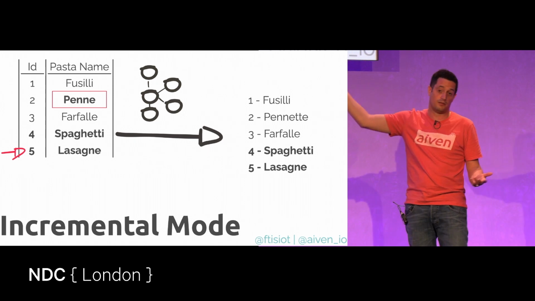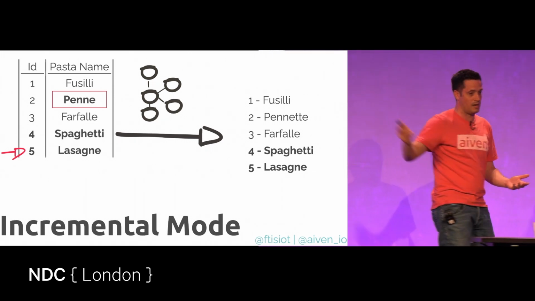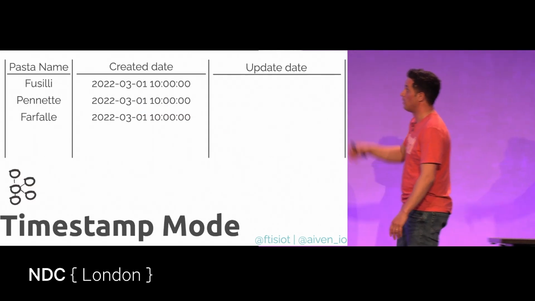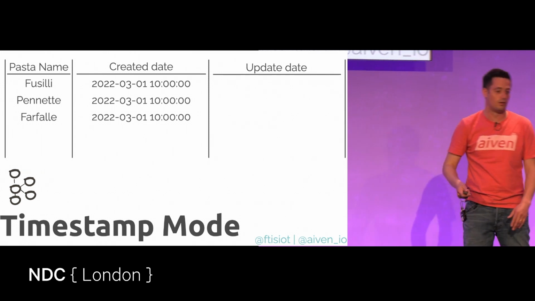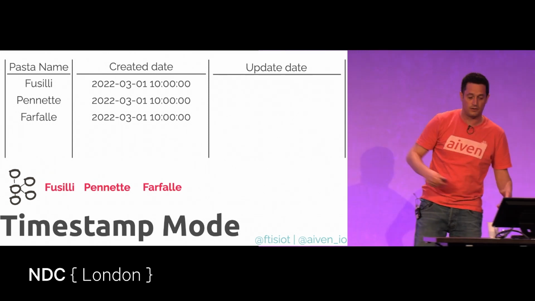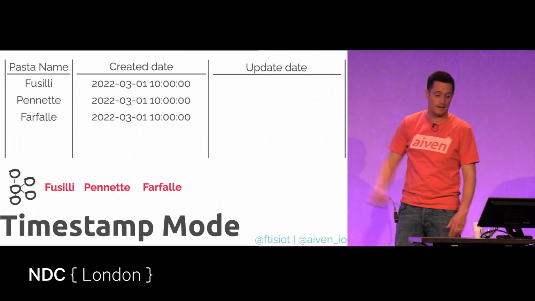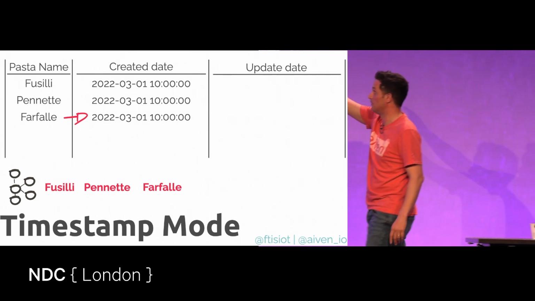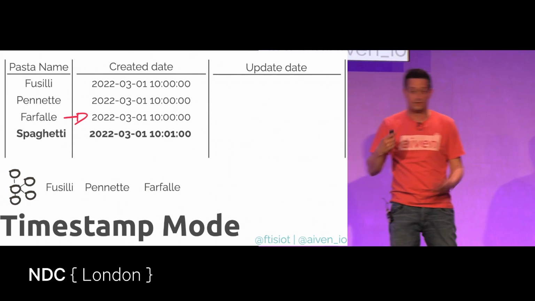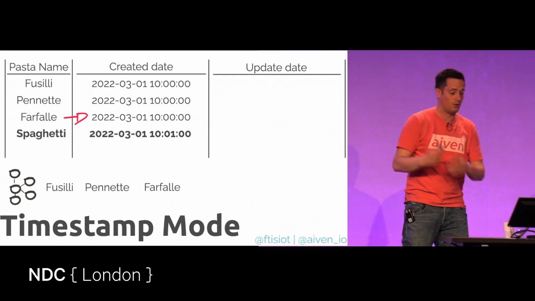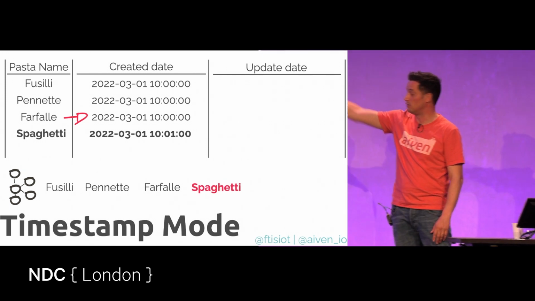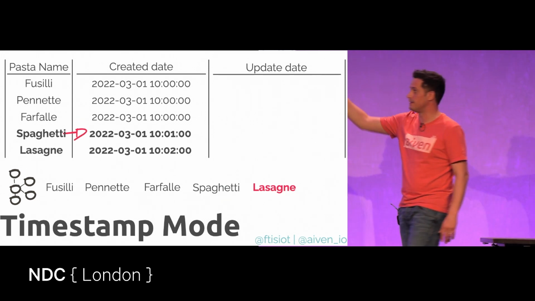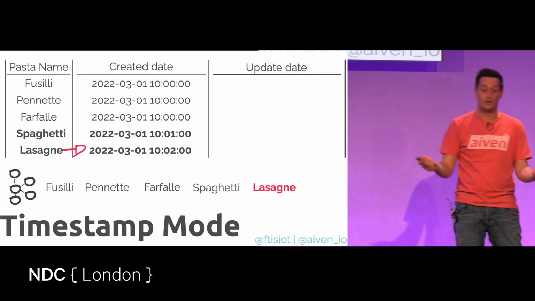Well, we need to create a trigger, more or less. We can create a trigger based on a serial number like this, or we can use the timestamp approach, where we have a creation date column and an update date column. And when we start Kafka Connect again, on the first run, we'll load fusilli, pennette, farfalle, and store the maximum timestamp, 10 o'clock. Then nothing will be moved until we have a new row in the database, and in the new polling interval, it will add spaghetti to the picture and store 10.01 as maximum. Then lasagna gets added to Kafka and we store 10.02 as maximum.